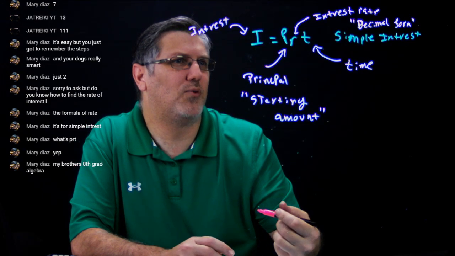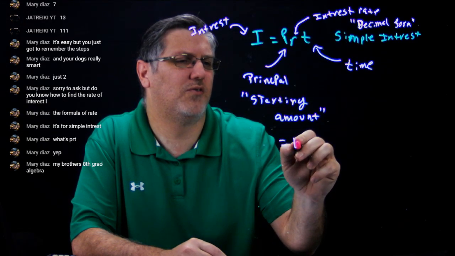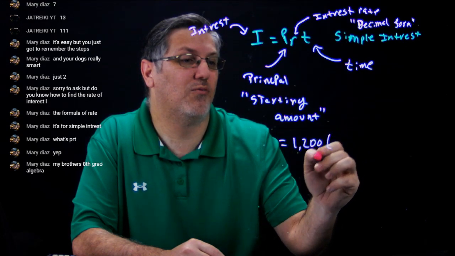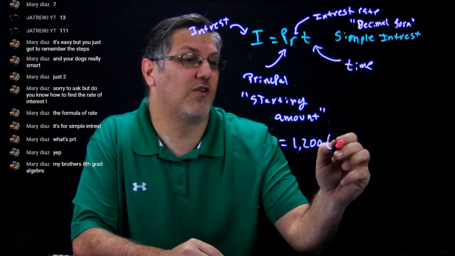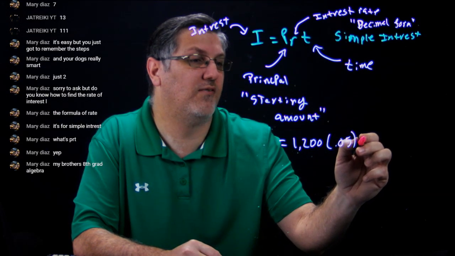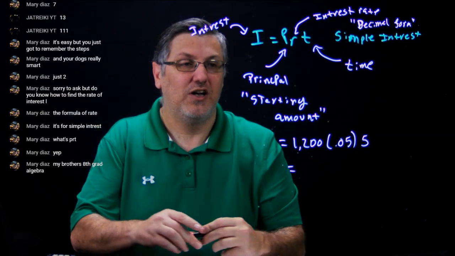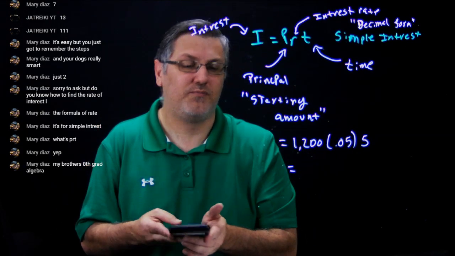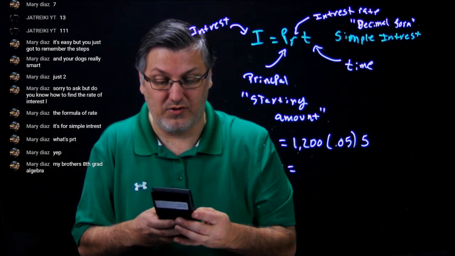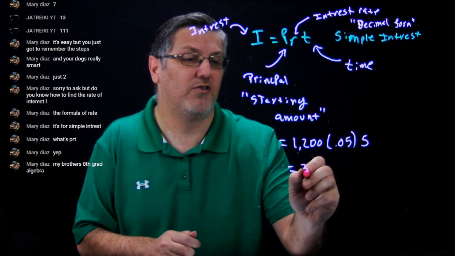So to give you an example, what interest would be if you have a principal of $1,200 at a rate of 5%, so that'd be 0.05, over 5 years. So you would just take this, multiply it all out, and that would tell you what your interest is. So 1,200 times 0.05 times 5 gives you, your interest would be $300.